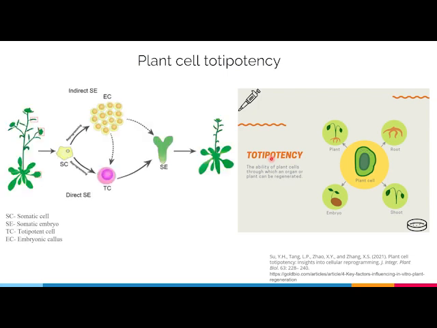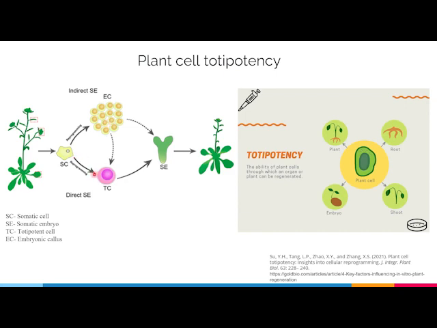So how does it happen is what we are going to try and understand. This is how exactly it happens. We'll go through slowly. Say you take a particular cell out of the plant, and this cell is an SC, or somatic cell. Somatic cells are the normal differentiated final stage cells. Now somatic cells can go through either of two reprogramming routes.